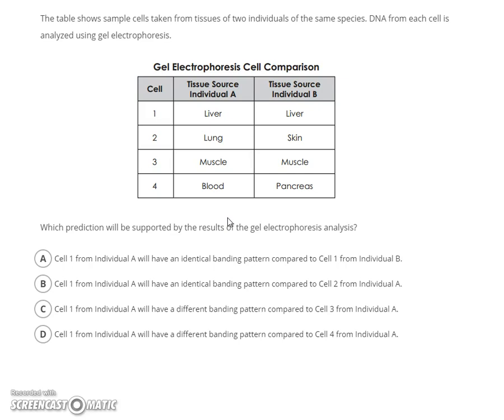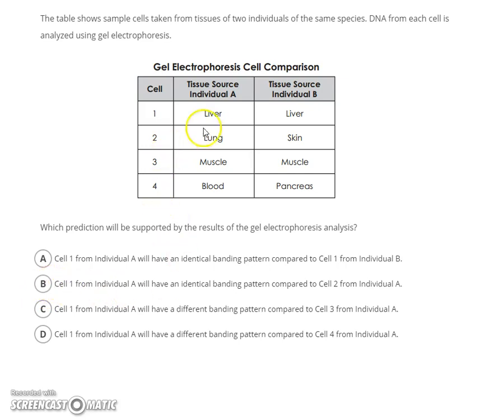This is like how they do paternity testing. This is how we test evidence from a crime scene. And so based on that, which of these predictions seem to be true? Letter A, cell 1 from individual A will have an identical banding pattern to cell 1 from individual B. No, typically no. These are two individuals of the same species. We're assuming they are not twins, so they are different. Those banding patterns should not match, so A doesn't work.